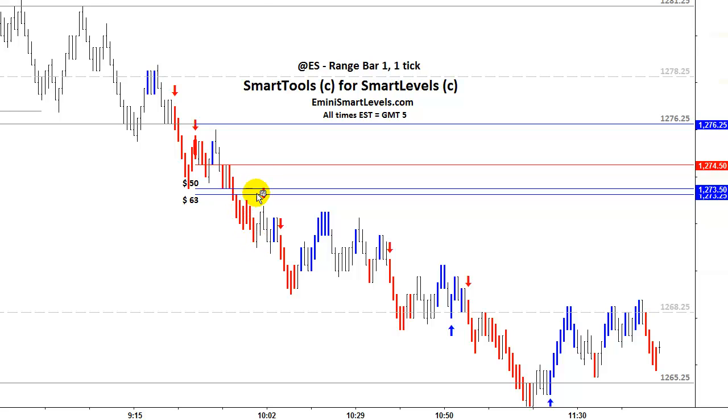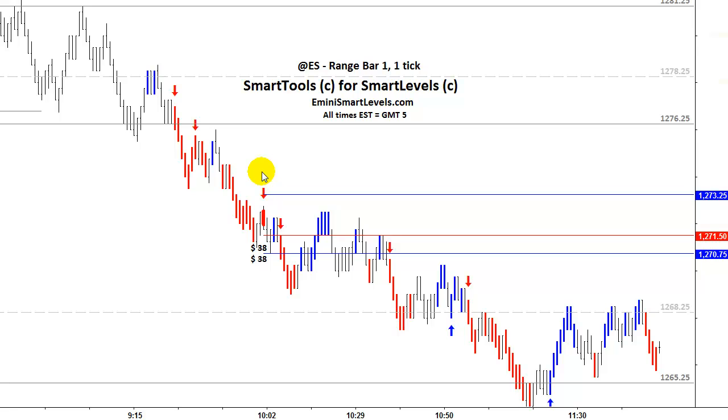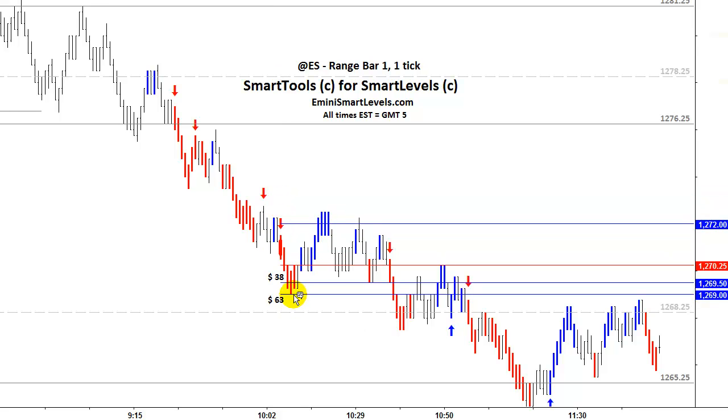The market continues down, pulls back again, generates this trend continuation setup bar. The single profit target is reached, another trend continuation setup here, both profit targets. Back up, these blue setup bars are in no man's land, no trades here.